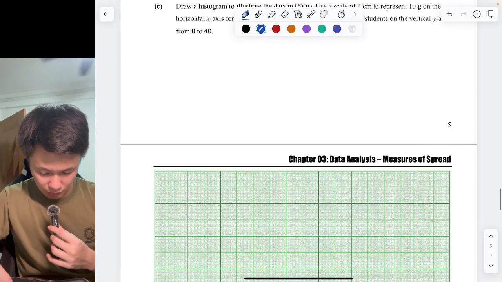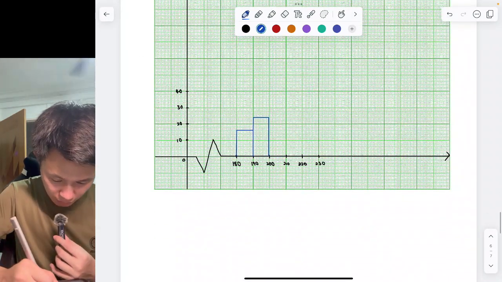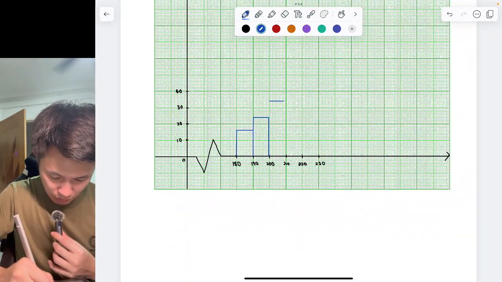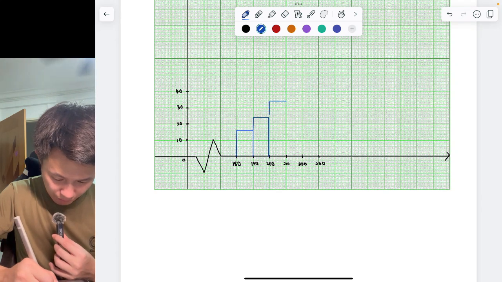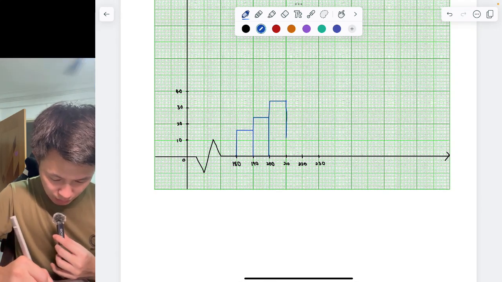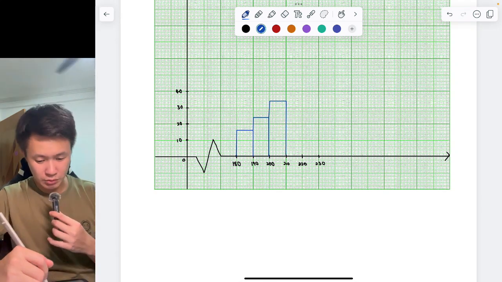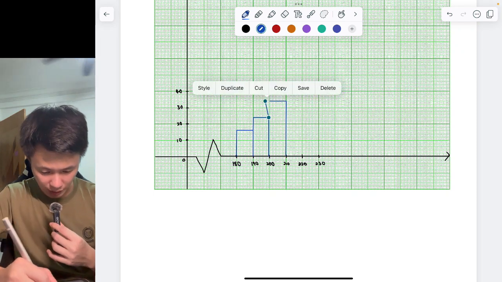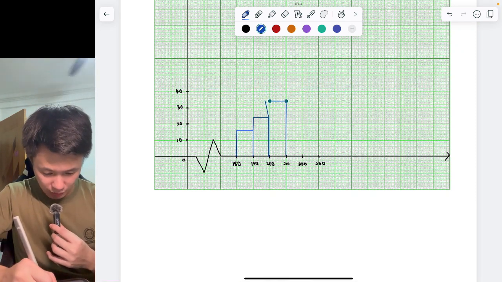Next we have 34. Draw a straight line at 34 between 200 and 210. Use a ruler to do this. Please use a ruler to do this. I understand that some of you do not like to use a ruler for some reason, but please, your ruler is very important.